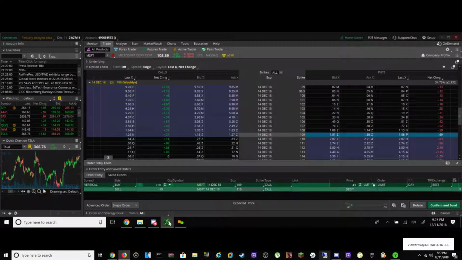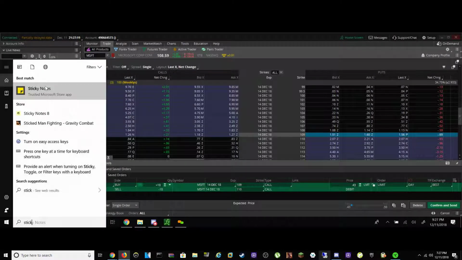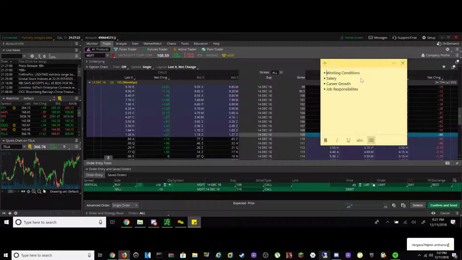So for numbers' sake, I'm going to open up a little sticky notes here. Let's just say I buy, because I wrote this down earlier, a 109 call at 275, right? So that's saying you're buying the option price of 275 per contract, and you're buying 100 shares, right? And it's a 109 strike price, okay?